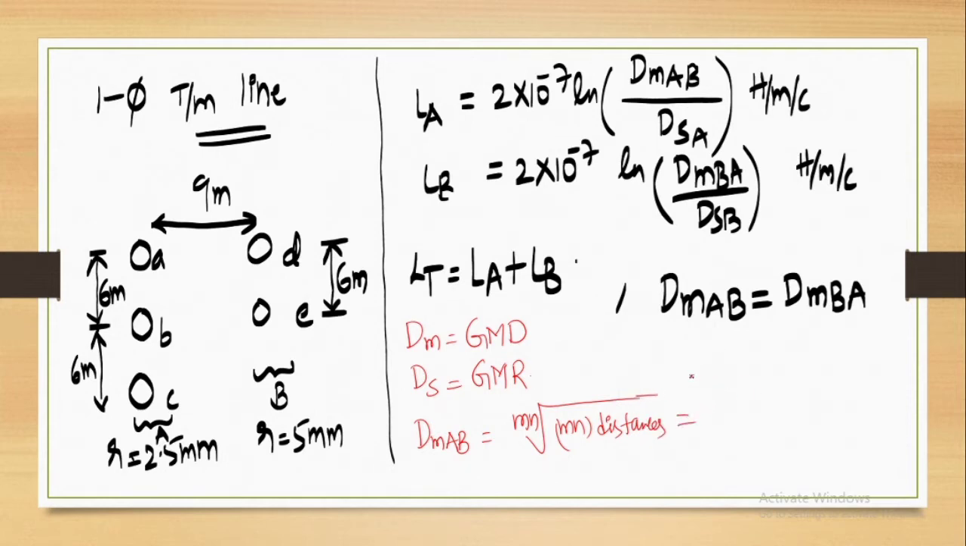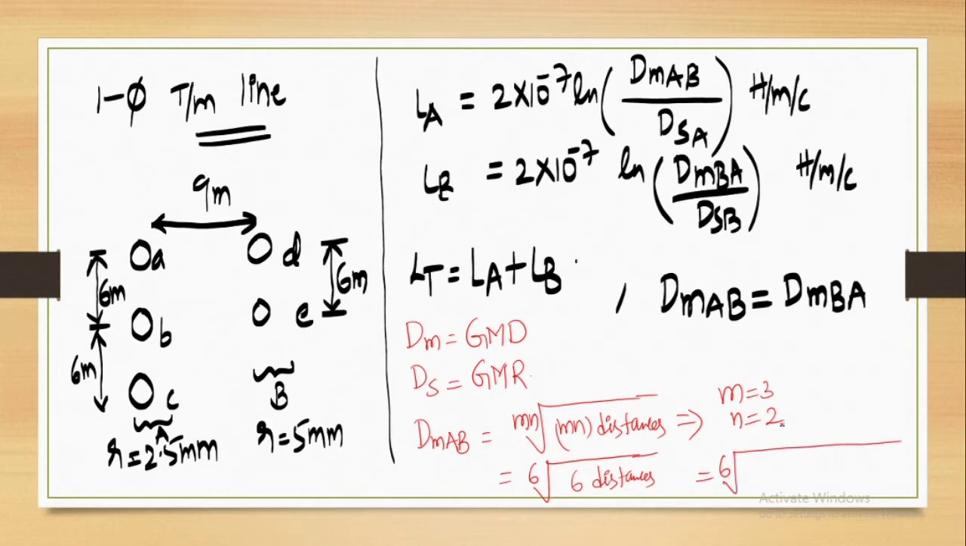Now what is m? As we are treating this as m and this as n, you can consider this as m or this as n, whatever, it is your wish. I am considering m is 3 and n is 2. So 3 into 2, it is 6. So DMAB is nothing but the 6th root of the product of 6 distances. Now what are the 6 distances?